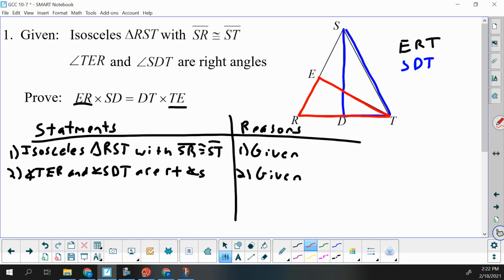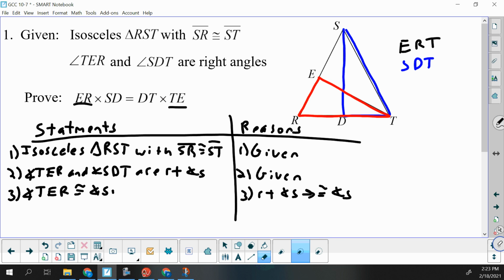So notice we already have some right angles. So let's go right away and we'll do right angles implies congruent angles. And we want to use the 3 letters that they gave us. So TE, angle TER is congruent to angle SDT. And we'll mark those in our picture with their boxes.